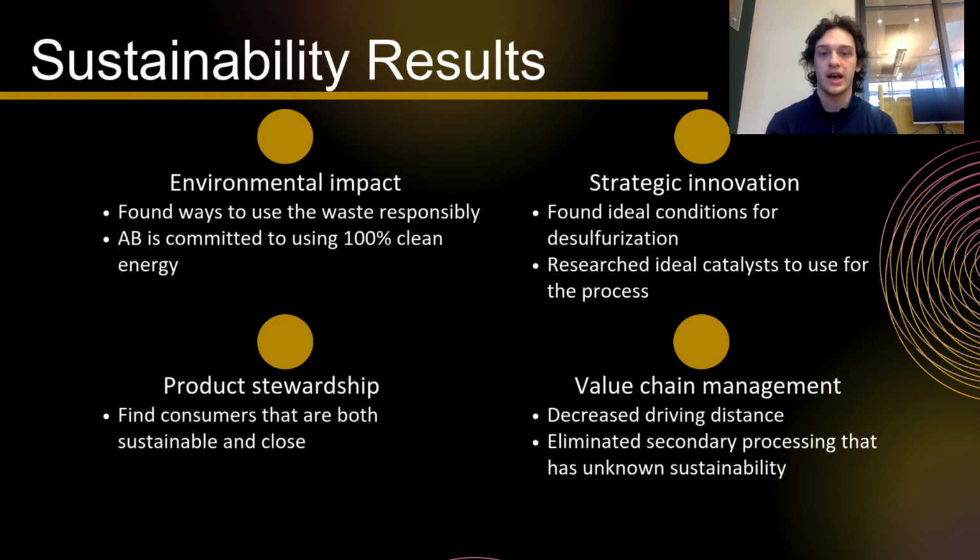For environmental impact, we found ways to use the waste responsibly by using the waste sulfur as fertilizer in the Anheuser-Busch farms. And Anheuser-Busch is committed to using 100% clean energy, so all of the energy used by our process will be clean. For strategic innovation, we found the ideal conditions for desulfurization in our process and researched the ideal catalyst to use. For product stewardship, we will find consumers that are both sustainable and close. And for value chain management, we decreased the driving distance and eliminated secondary processing that has unknown sustainability.